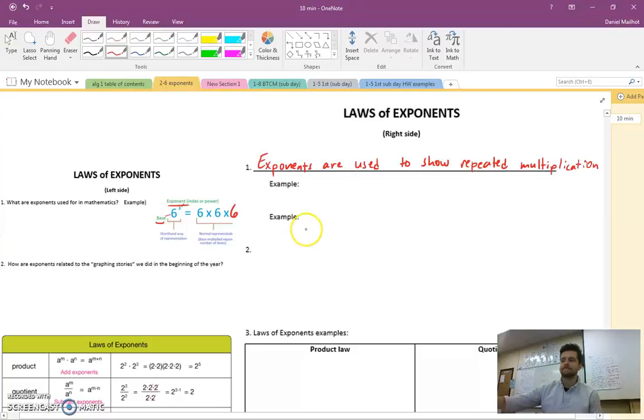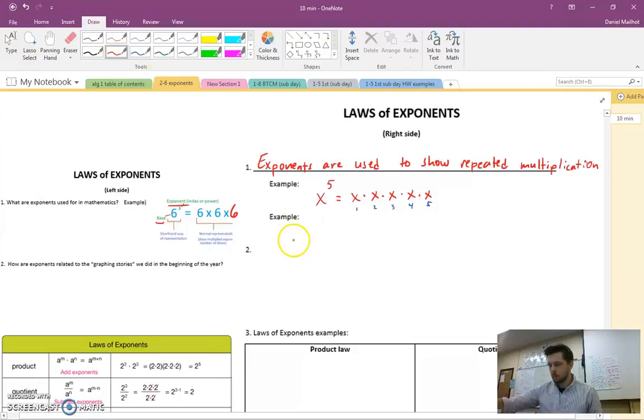For example, you should write this down. X to the 5th, well, that means x times x times x times x times x. 1, 2, 3, 4, 5 x's multiplied by each other. And it is going to get a little more complicated. We need to stretch our brains a little bit.